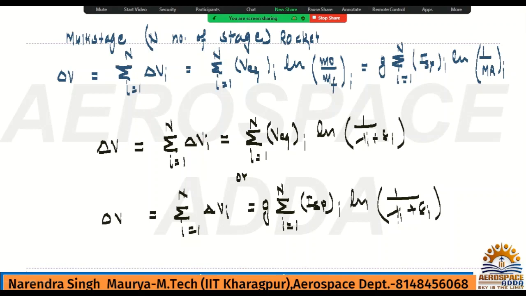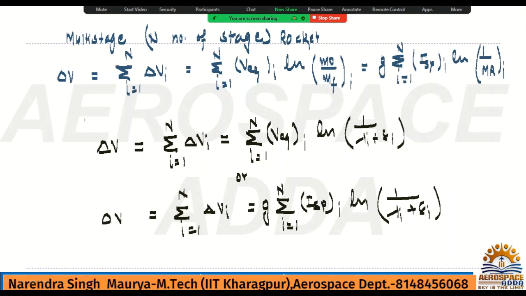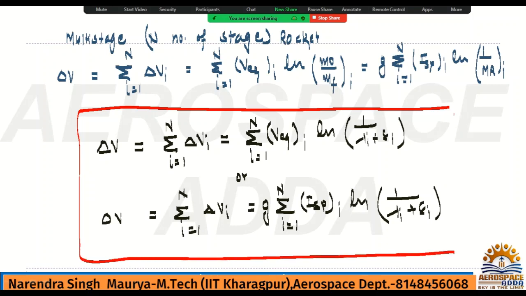This is the first. You just keep this in a box, so it will be easy to remember. Both are the same formula, and put in a box for the series multi-staging rocket system. And we will solve one problem, so it will be very easy for you. It's very simple, don't think it's difficult.